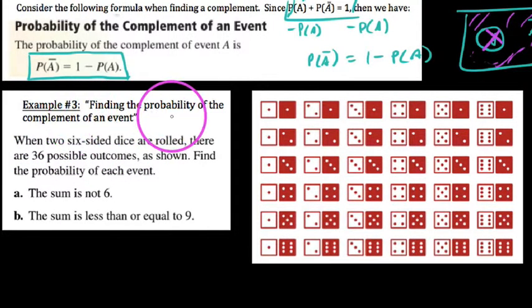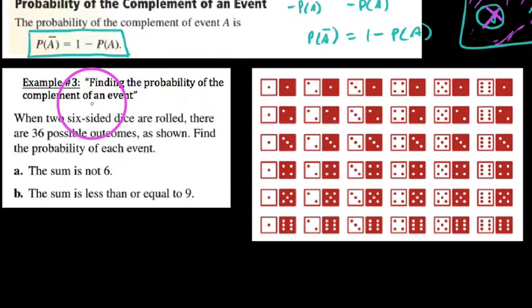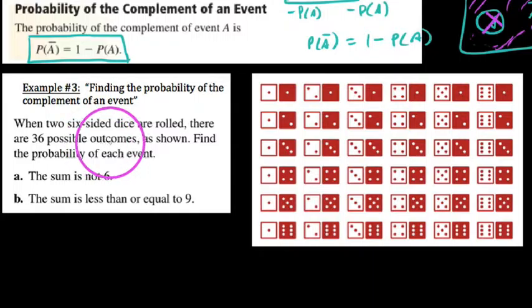We say finding the probability of a complement of an event. When 2 6-sided dice are rolled, there are 36 possible outcomes as shown. Part of the reason why I want to do this example is because when you go through probability units, you do a lot of problems that involve games. So rolling dice, flipping coins, pulling cards out of a deck of cards, pulling marbles out of a hat.